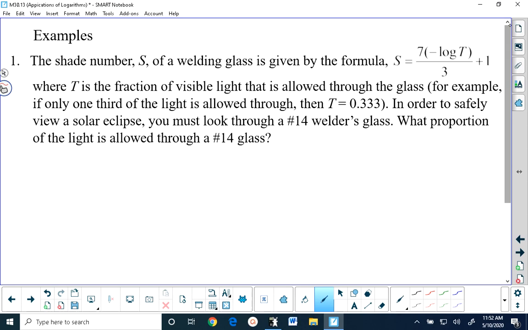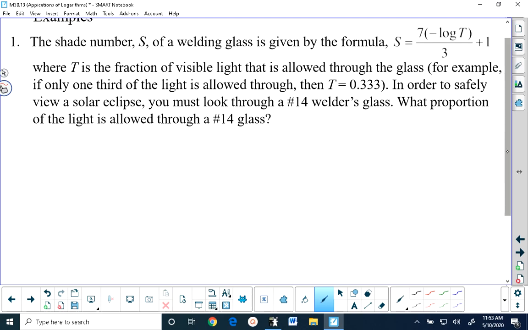S equals 7 multiplied by the negative log of T over 3, and then plus 1. T is the fraction or proportion of visible light that's allowed through the glass. As an example, if only 1/3 of the light made it through the glass, then the proportion, which is capital T, would be 0.333. In order to safely view a solar eclipse using a welding glass, you need to use a number 14 welder's glass. What's the proportion of light that's allowed through that glass?